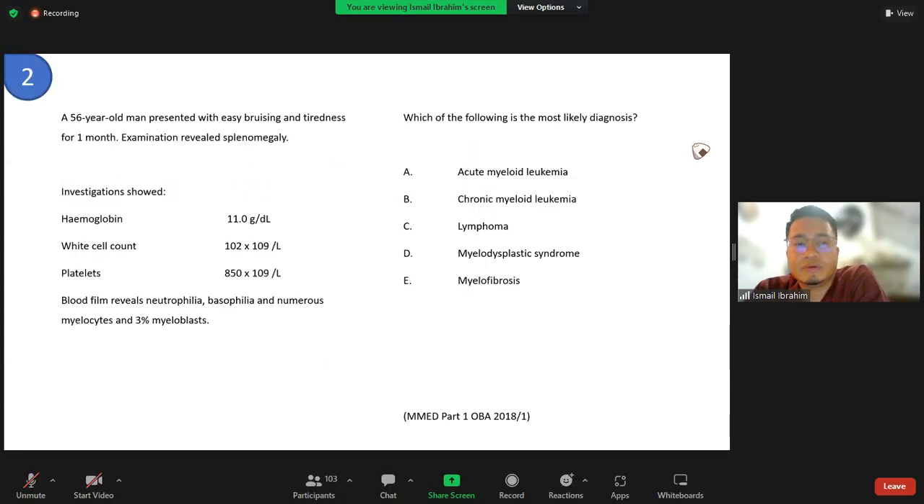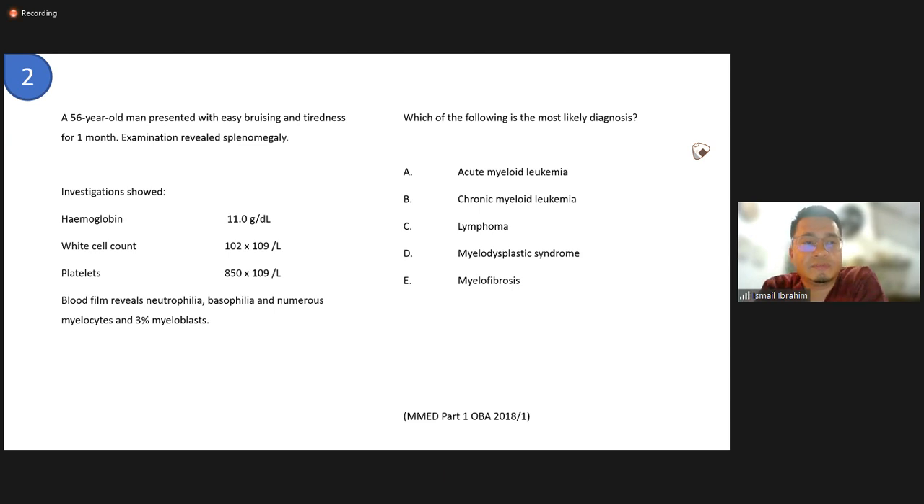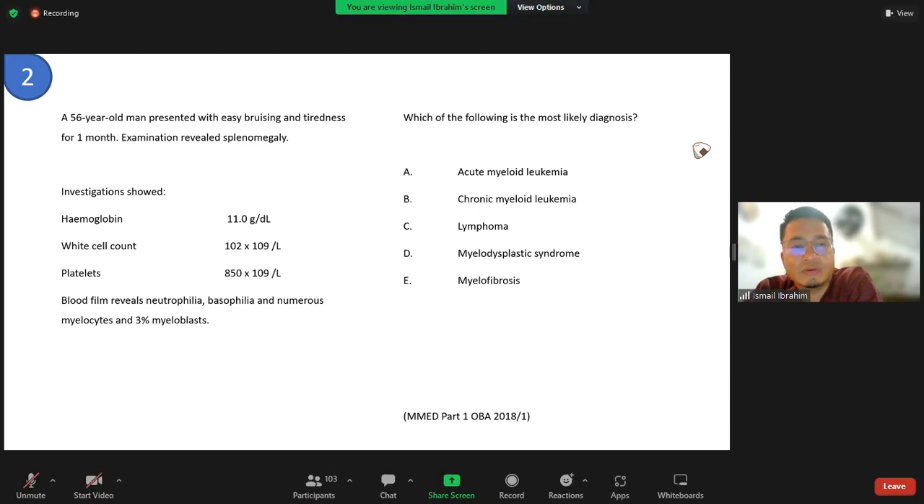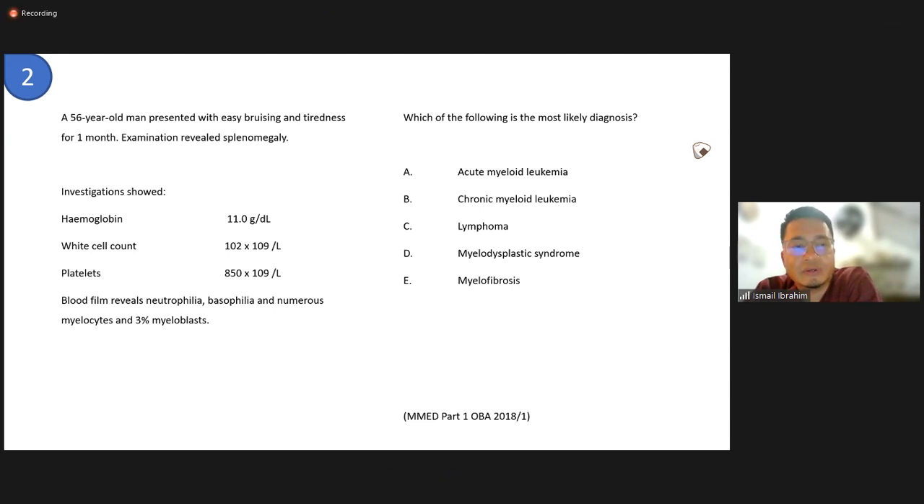Okay, so next we want to use another example. A 56-year-old man presented with easy bruising, tiredness for 1 month, white cell count of 102, platelet 850, and hemoglobin of 11. The blood film reveals neutrophilia, basophilia, and numerous myelocytes and 3% myeloblasts. So the diagnosis for this case is chronic myeloid leukemia. So what is the key point from this question?